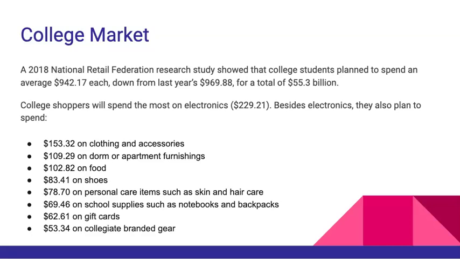So this is really helpful to know and to think about: if the college student is going to spend $942 related to their college activities, how does that get broken down? What does that look like? And how could this information be useful to you as a product developer, buyer, or merchandiser?